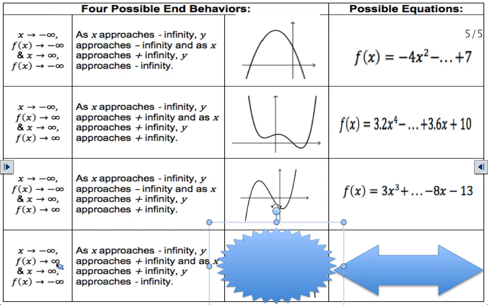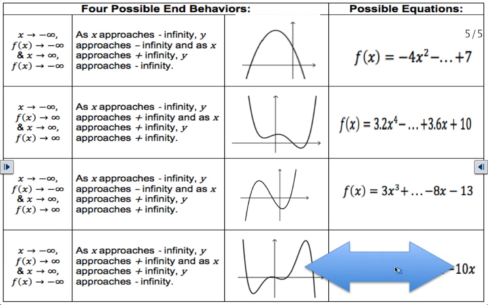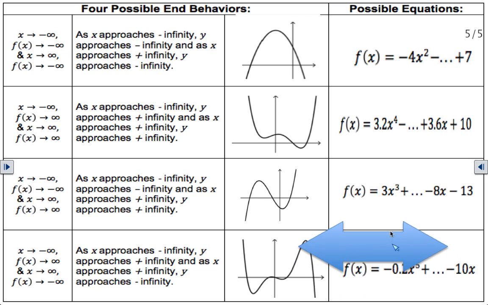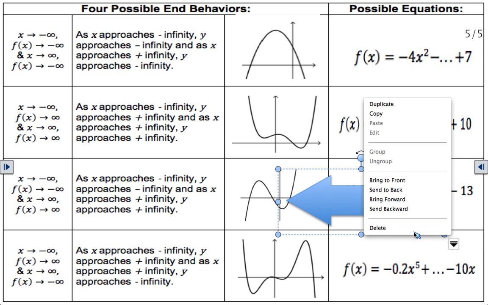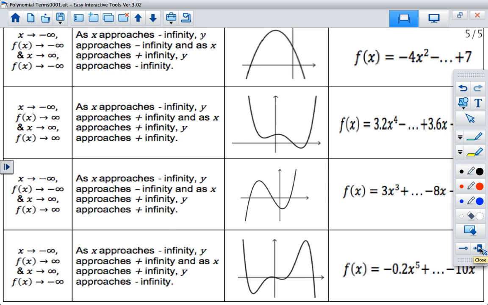Okay, last one. Left side is going up and the right side is going down. That's going to be an odd degree polynomial. I absolutely love this graph because of how many bends it has. It has 1, 2, 3, 4 bends. So my degree should be at least 5 or higher. Let's see if I can delete that, and there we go. And yes, it's a degree of 5 or higher, and the right side is going down, so the leading coefficient needs to be negative.